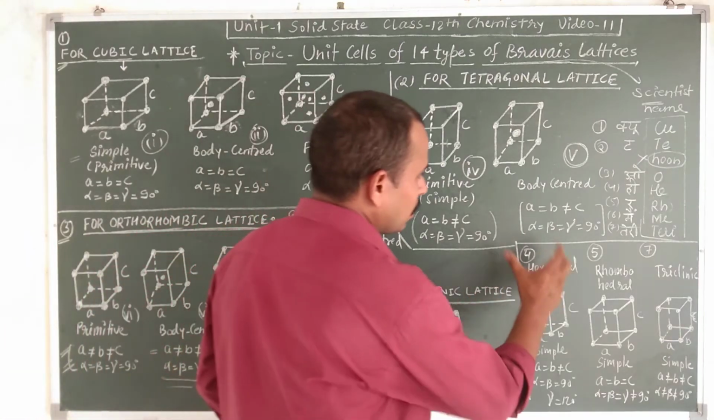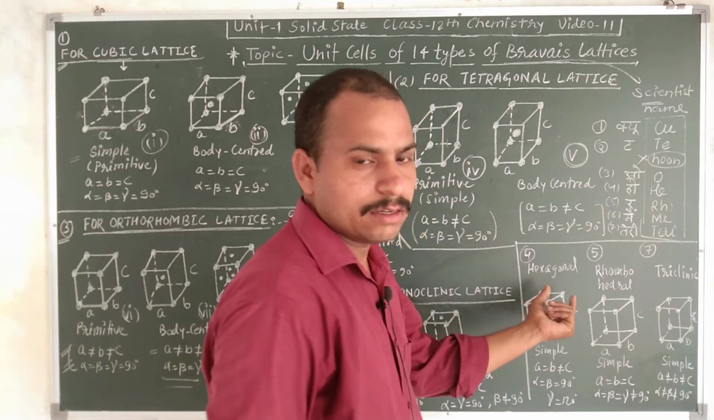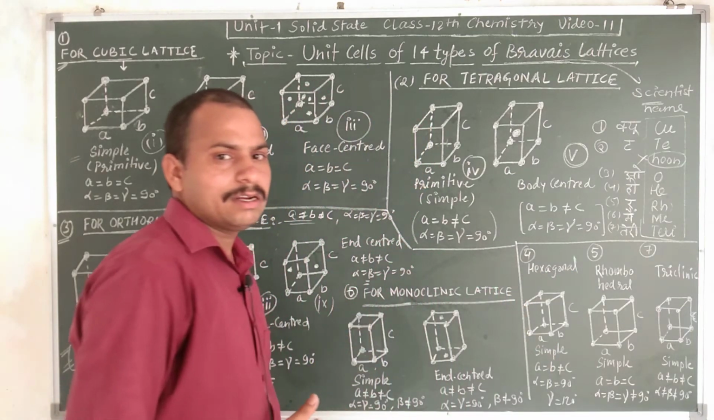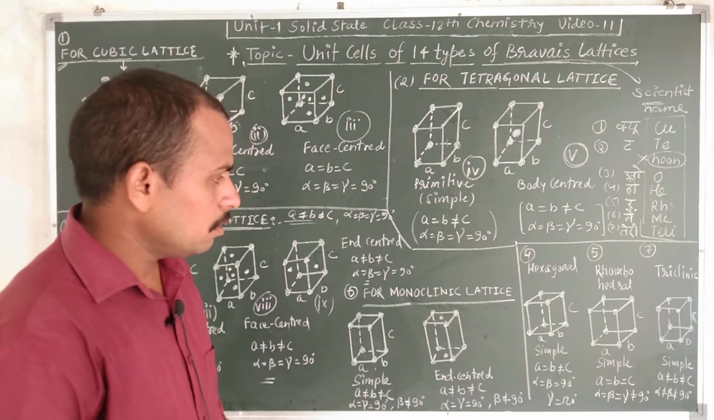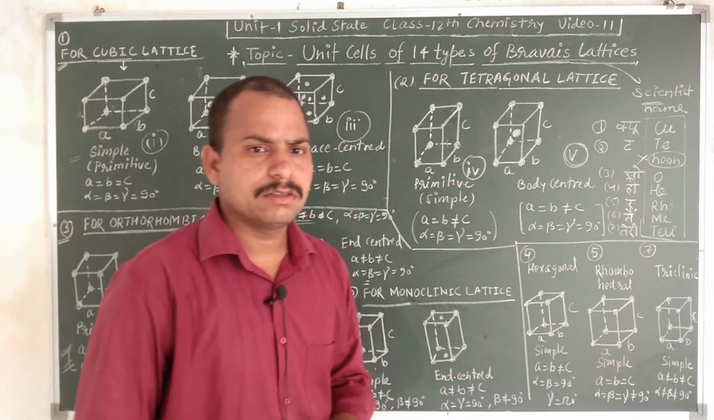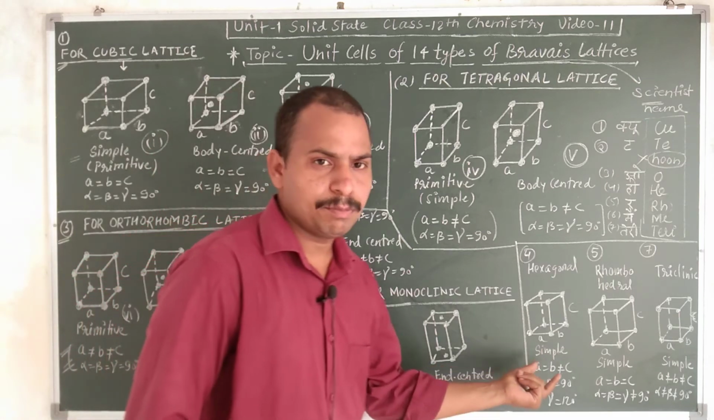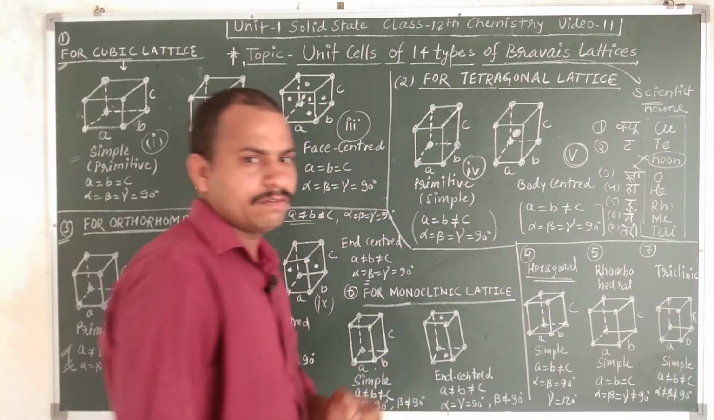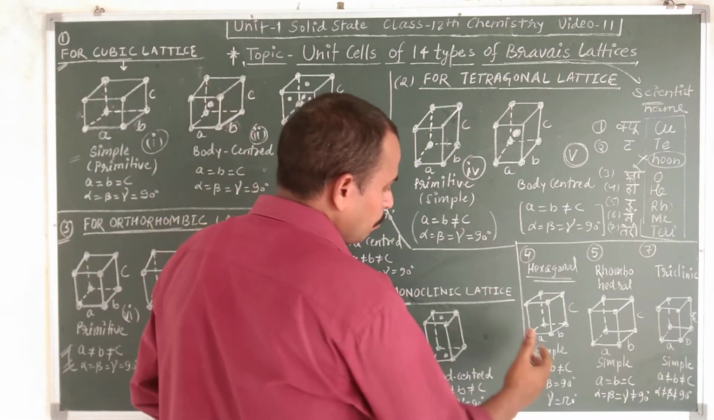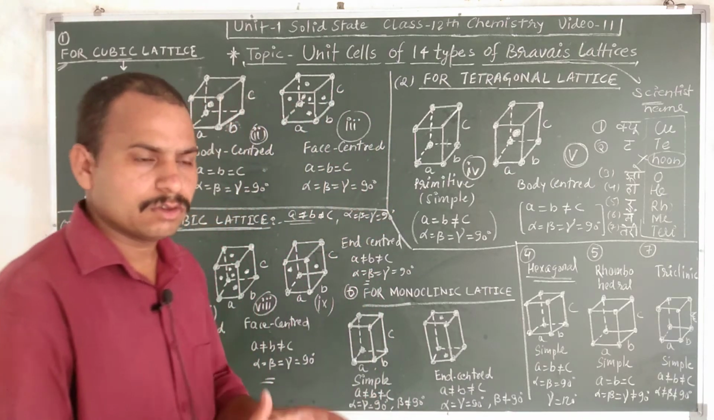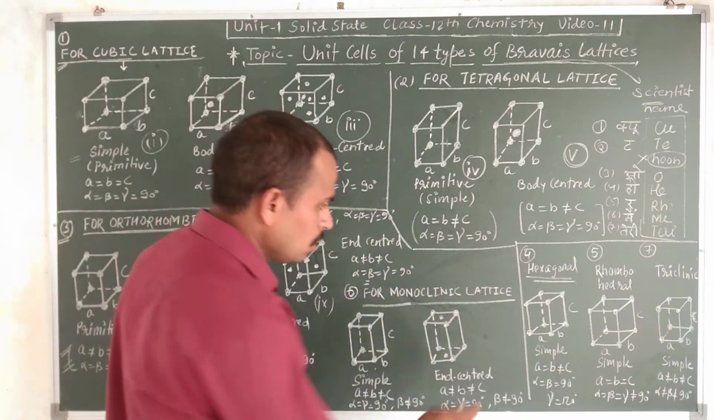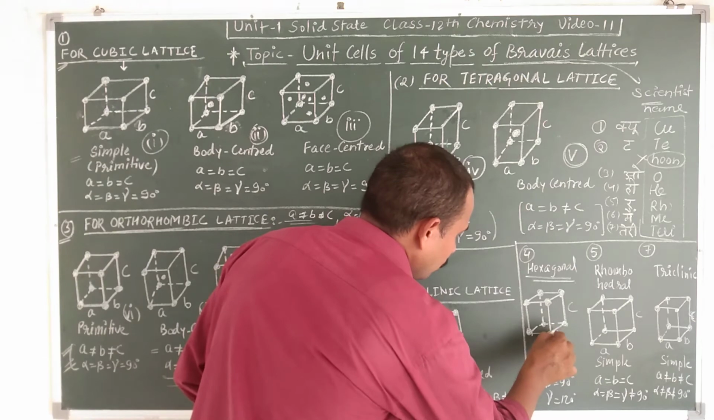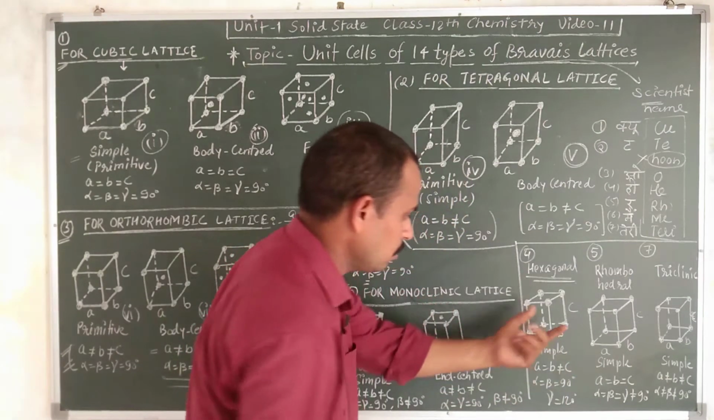So if we move on to hexagonal, the next crystal lattice, number 4, hexagonal has only one variation, a simple unit cell. Simple means the unit cell in which all crystal particles are present only at corners. So this is the constituent particle which is shown in this figure.